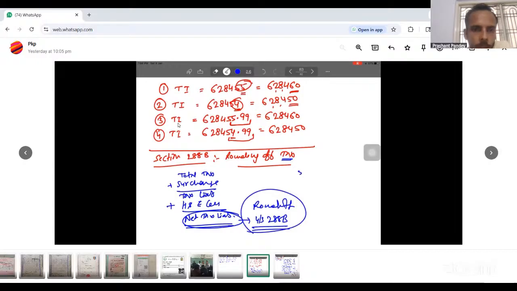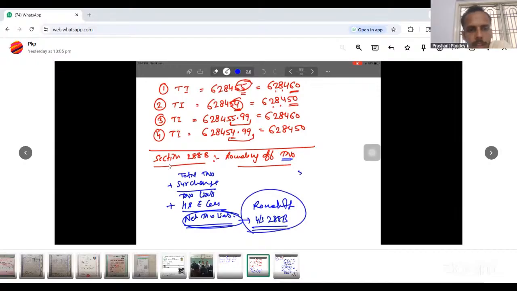In the same way, if the total income is 6,28,455, then because the last digit is 5, so 5 or above 5, we will round it off to the next 10th place. So we will make it 6,28,460. Then if the total income is 6,28,454.99, it is less than 5, so we'll round it off to 6,28,450.